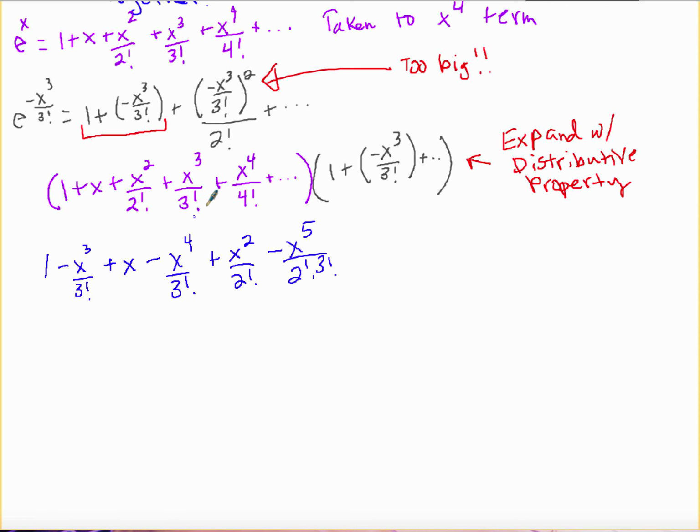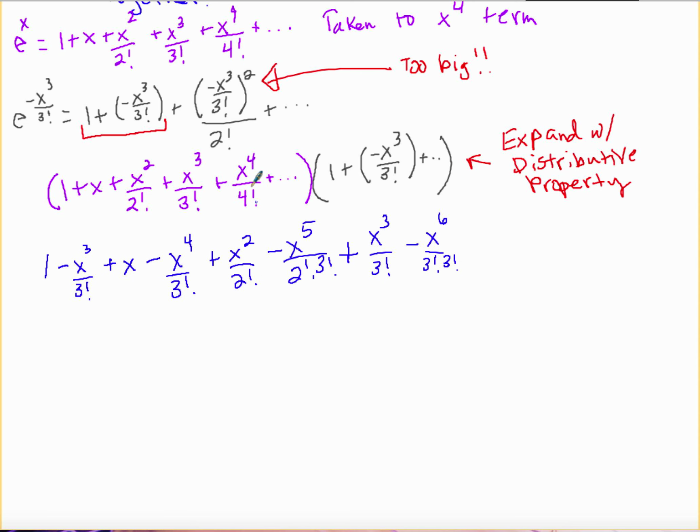Now I'm going to move on to my x cubed term. So x cubed divided by 3 factorial times 1. That's going to give me x cubed divided by 3 factorial. And x cubed times negative x cubed is going to give me negative x to the 6th divided by 3 factorial, 3 factorial. Again, this is too large for us to consider in this problem. However, I'm just writing it down. We're going to ignore it later.